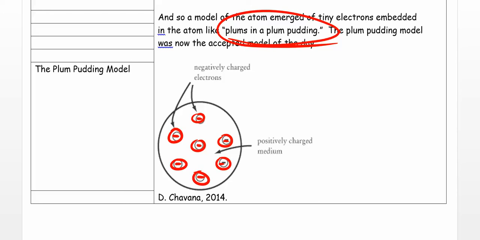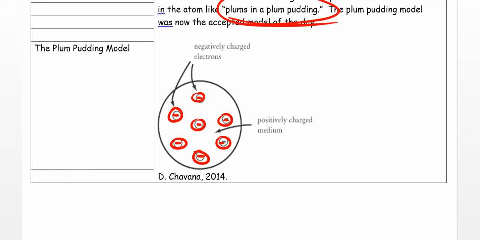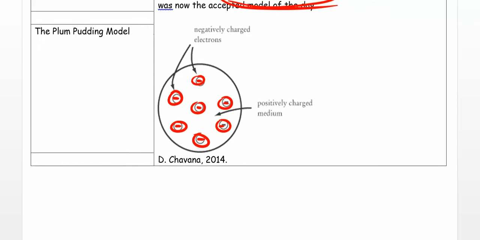And by the way, I've never had plum pudding. I know of individuals who've had it, and they say that it is what it sounds like. So it's pudding with plums embedded throughout, and so the electrons are like the plums in a plum pudding. All right, so that's that.